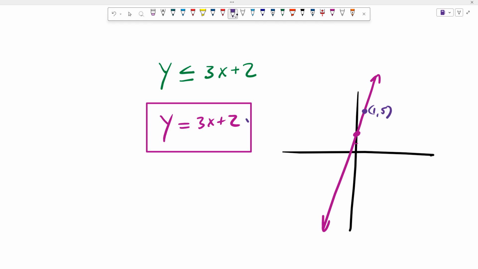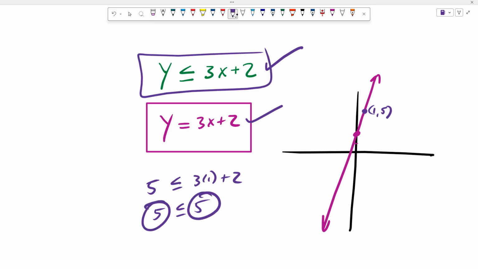It's a solution here. Let's check to see if it's a solution here. Is 5 less than or equal to 3 times 1 plus 2? Is 5 less than or equal to 5? Yes. You take any ordered pair on that purple line, plug it in, you'll get this number exactly equals this number. Because of the "or equal to," for sure it's going to be a solution to this too. Does this make sense? Okay.